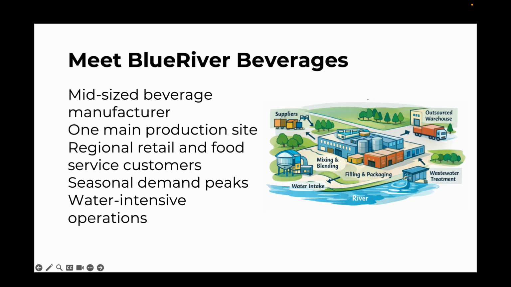Transport is outsourced. During peak periods, overflow warehousing is also outsourced. Now, at first glance, this may look like a simple manufacturing business, but as we will see, it is exactly the kind of company where the EMS scope decisions become interesting.